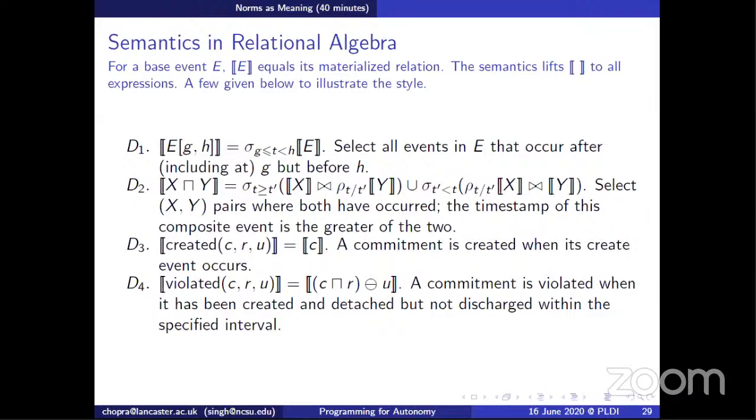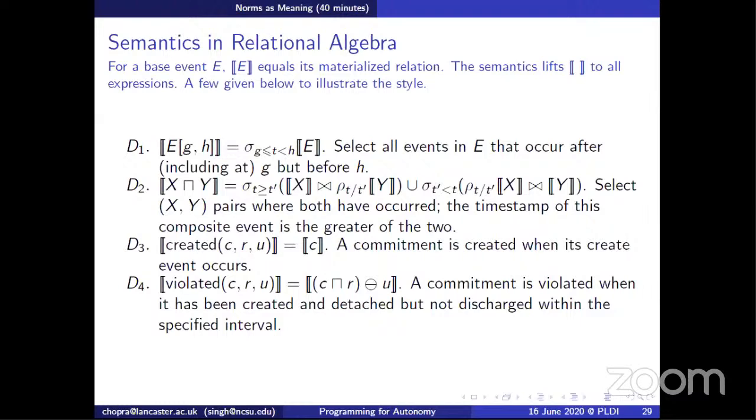And that you do by simply selecting tuples from the extension of E such that the timestamps on those tuples are greater than or equal to G and less than H. So you select timestamps between G and H. Then if you wanted to do X and Y, you have to select the XY pairs where both have occurred. And the timestamp of the composite event is the greater of the two. So the relational algebra expression just captures that. And then you go on building; there are other definitions for or, negation, and so on.